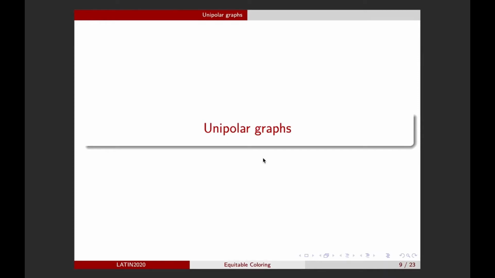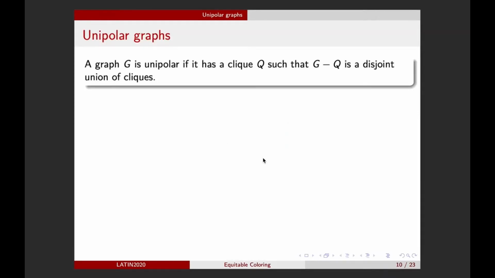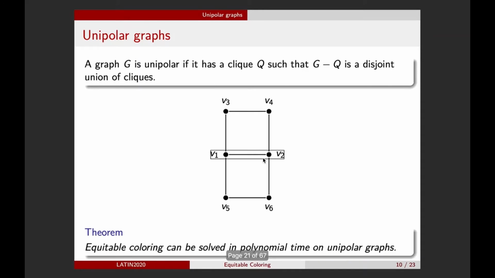Let's talk a bit about unipolar graphs. A graph G is unipolar if and only if it has a clique Q such that G minus Q is a disjoint union of cliques. In this example, V1 and V2 form the central clique, while V3 and V4 are one of the disjoint cliques, and V5 and V6 are the other one.